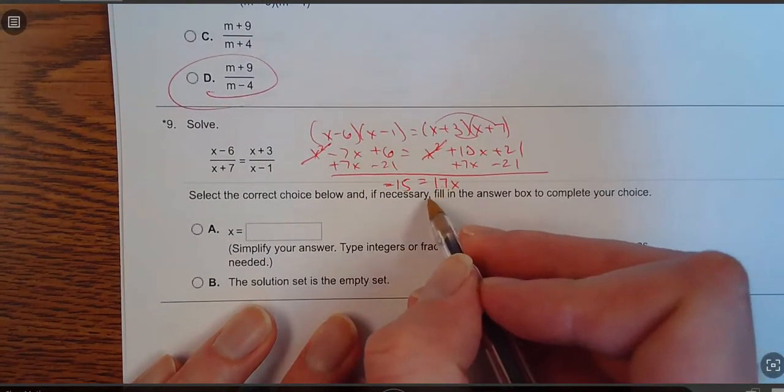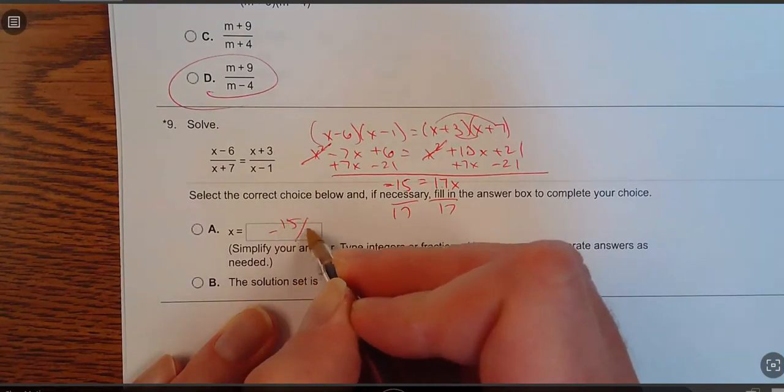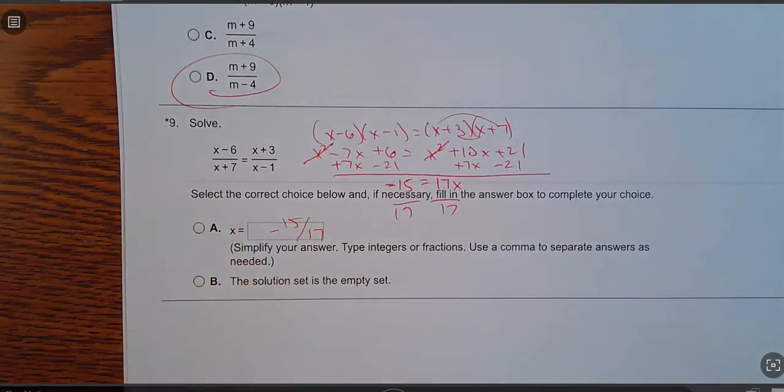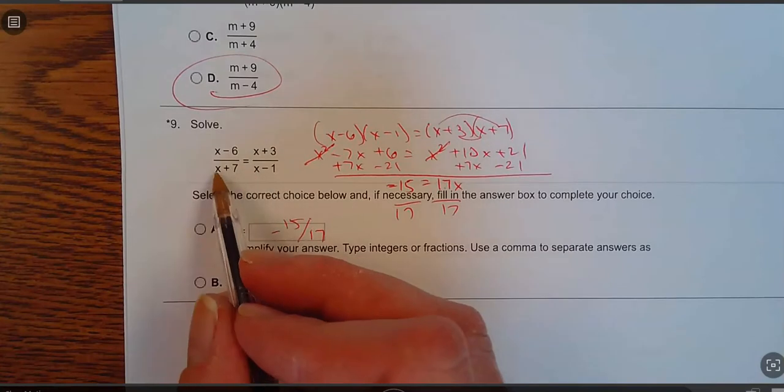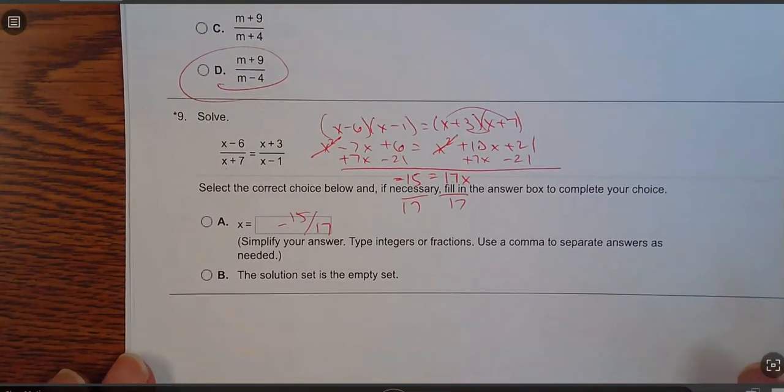I need to divide by 17. So negative 15 over 17 is my answer for x. When I plug it in, neither one of those goes to 0, so it's good. I can keep it. I can still use that.